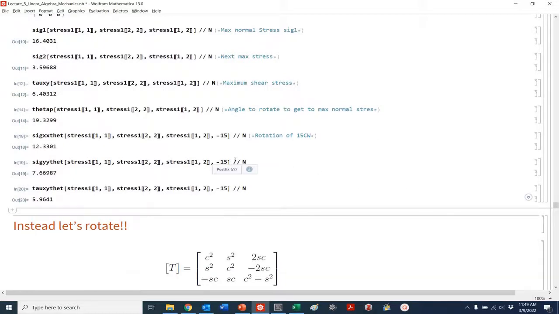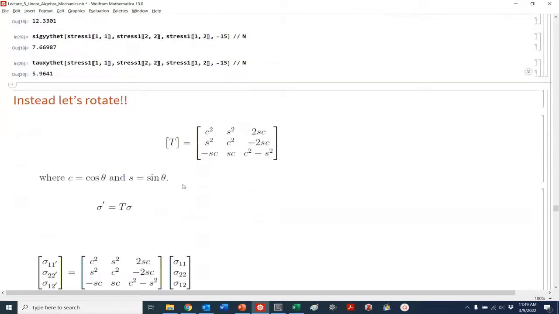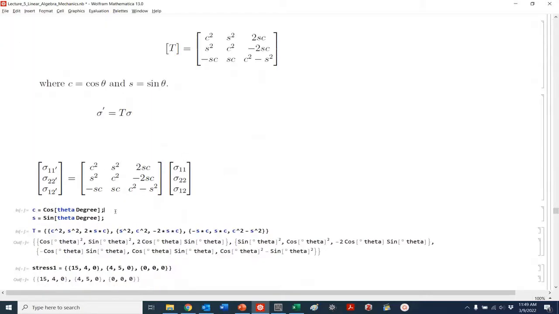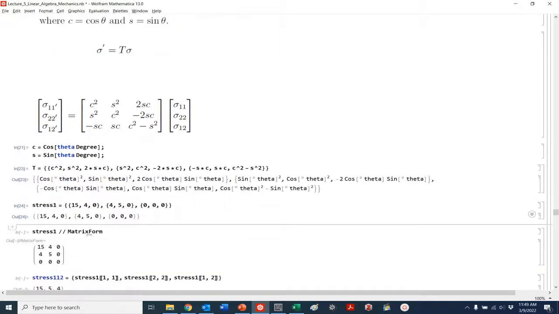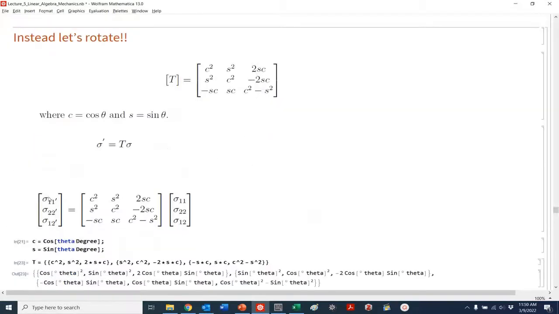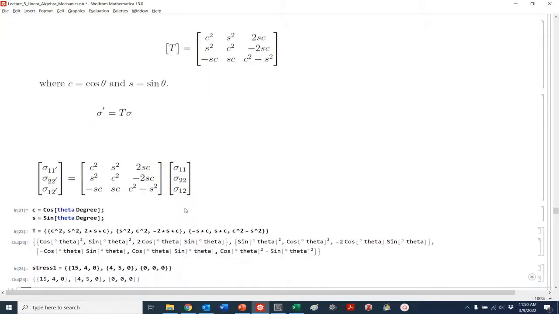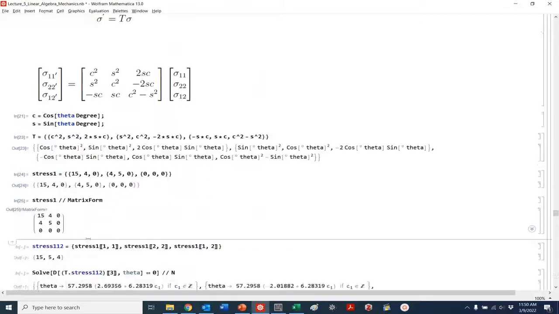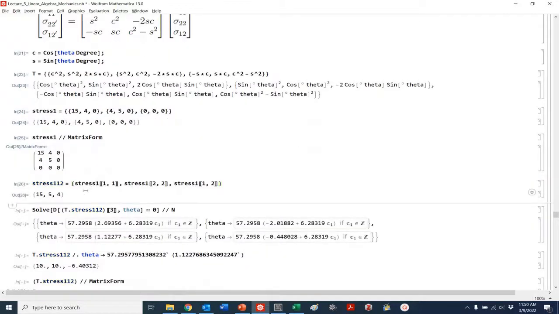So this is great, but it's not very tangible or fundamental. Instead, we can rotate our tensors using rotation matrices. If we're lucky enough to have a plane stress state, we can use this relationship, our rotation matrix, to find our new stresses, normal and shear. So I can go ahead and calculate this out here. That would be my stress.